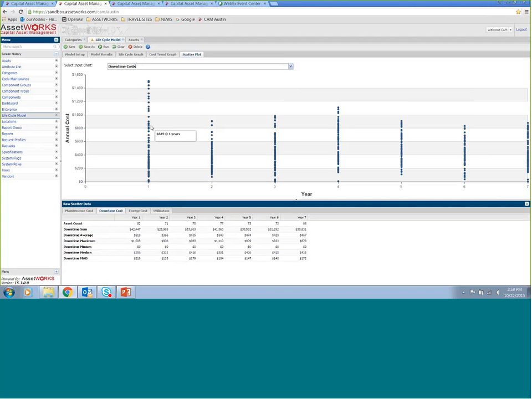Now, this may be the way that we're upfitting the assets, and we're actually capturing some upfit work or prep work as non-capital maintenance work. So it might be included in some of this and capturing downtime around those events.